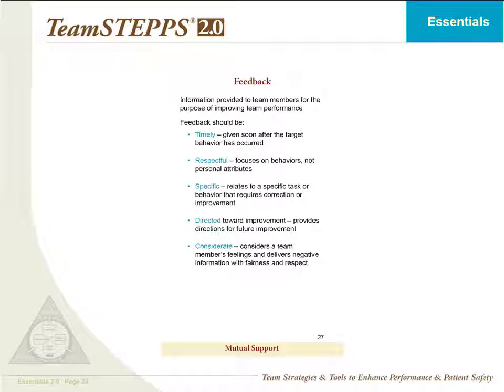Another strategy to foster mutual support is feedback. Feedback is information provided for the purpose of improving team performance. The ability to communicate self-improvement information in a useful way is an important skill in the team improvement process. Feedback can be given by any team member at any time. It is not limited to leadership roles or formal evaluation mechanisms.